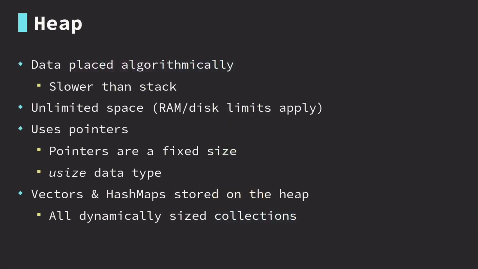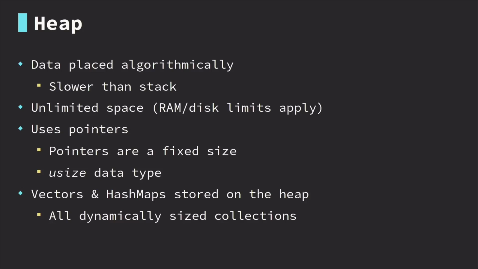The other way memory is managed is by using something called a heap. With a heap, data is placed in memory algorithmically. This makes it slower than the stack since the address needs to be calculated. However, the trade-off is we get unlimited theoretical space. In reality, this is limited by your hardware. The heap uses pointers to point to where the memory is. Pointers are a fixed size depending on the architecture of the computer. 64-bit PCs have a pointer size of 64 bits, for example, and the Rust data type for a pointer is usize.